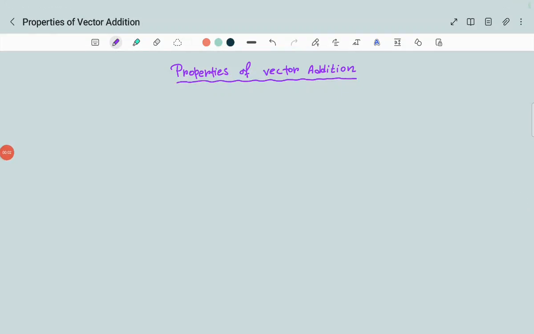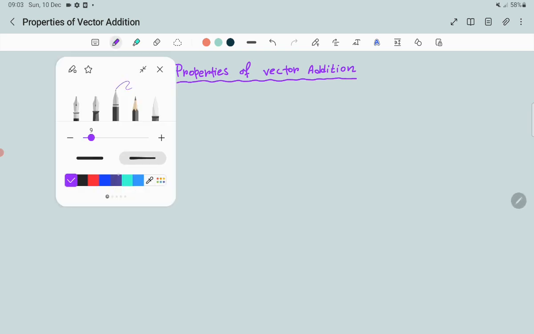Dear students, let us continue our discussion on vector addition. Now we'll discuss the properties of vector addition. In this video, we'll discuss three properties of vector addition: the commutative property, the associative property, and the distributive property.